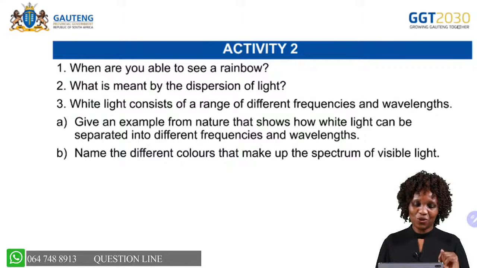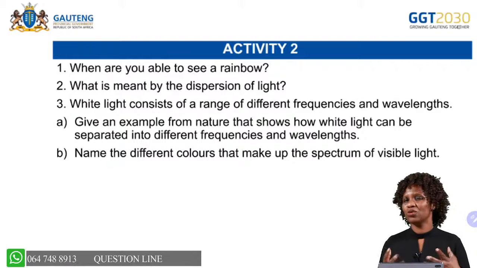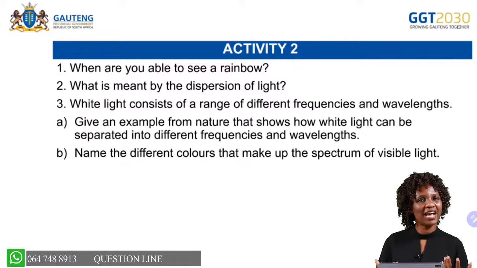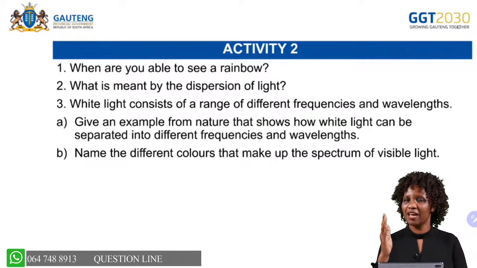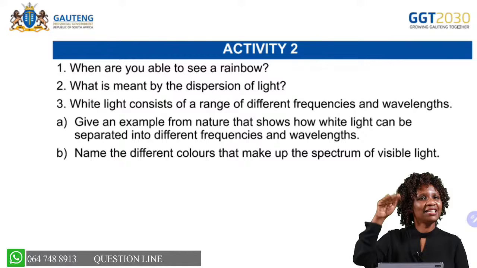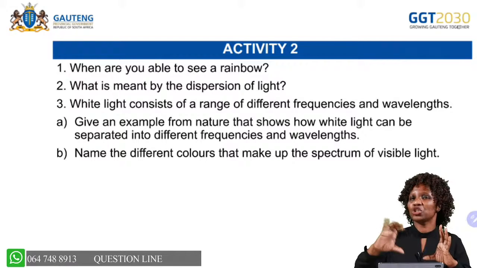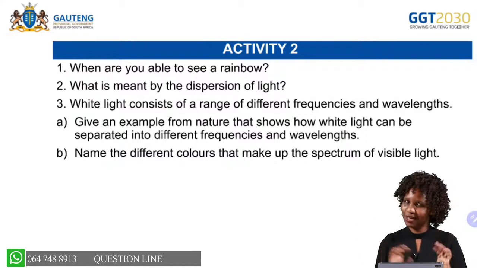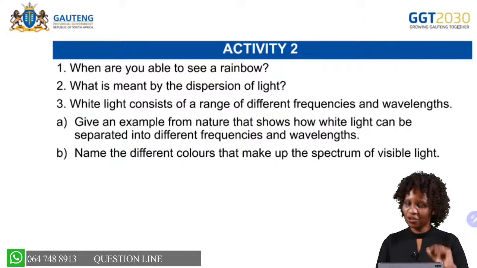And then what is meant by the dispersion of light? What do we mean when we say the dispersion of light? When white light strikes a glass prism or even a water droplet, what happens? The light refracts, it bends, and then it disperses. It shows different colors of the rainbow. And then white light consists of a range of different frequencies and wavelengths.